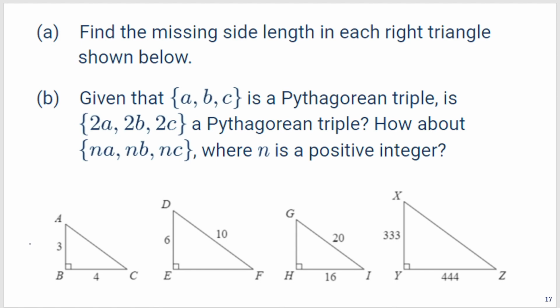Okay, let's have a look at the solution together. For the first one, if one leg is 3 and the other leg is 4, then we know the hypotenuse is 5, right? Because 3 squared plus 4 squared equals 5 squared. So how about the next one?